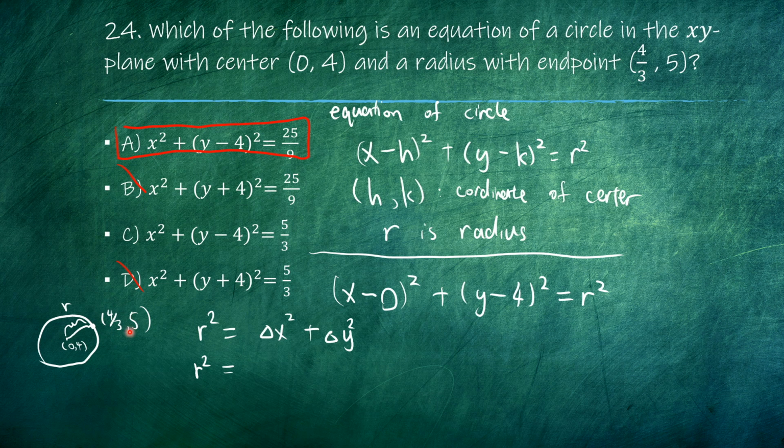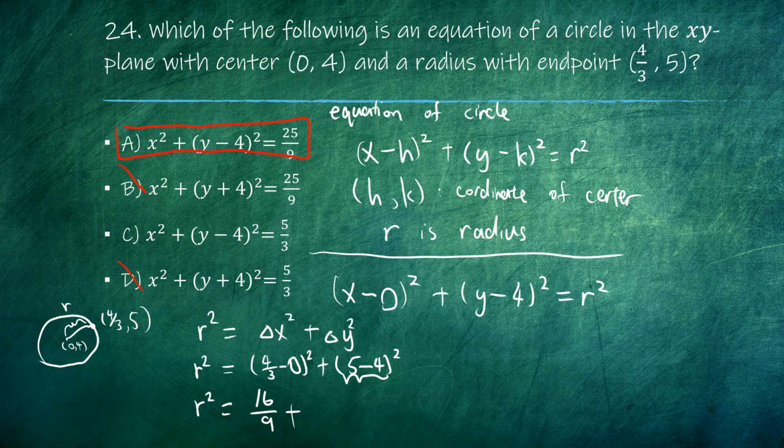So in this case, it will be 4/3 minus 0, plus the change in y. In this case, it will be 5 minus 4, squared. So r squared is 4/3 minus 0, which is just 4/3. So 4 squared is 16, 3 squared is 9. So we have 16/9 plus 5 minus 4 is 1. 1 squared is 1.